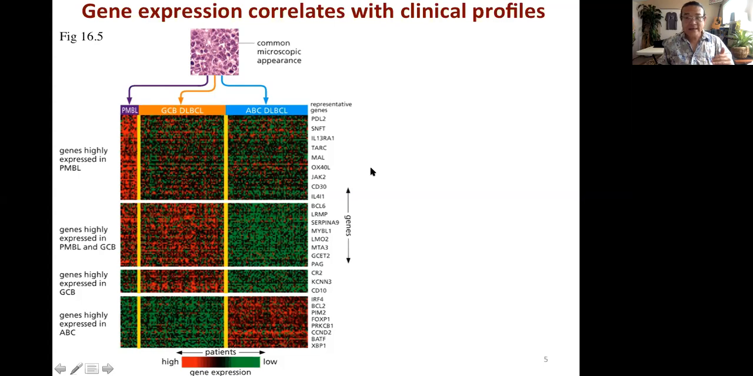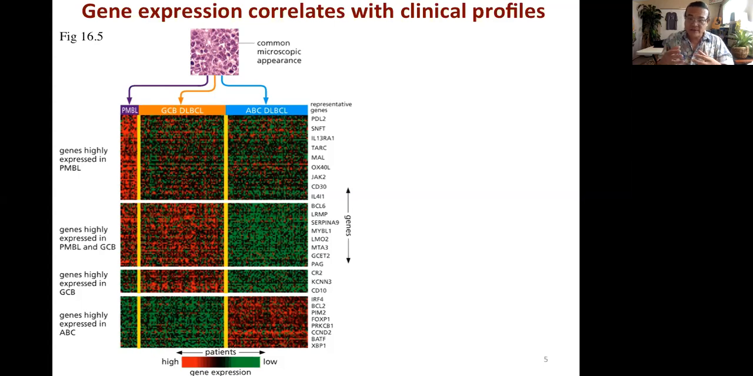So now, even though visually under the microscope it's kind of hopeless to tell these apart, if you know certain genes can serve as markers for different subtypes of this cancer, now you can actually use this. Because you can take the biopsy material and probe for the expression level of particular key genes based upon this chart, which will reveal whether it is most likely that this patient has PMBL, GCB, or ABC.